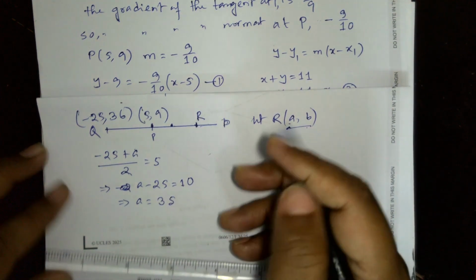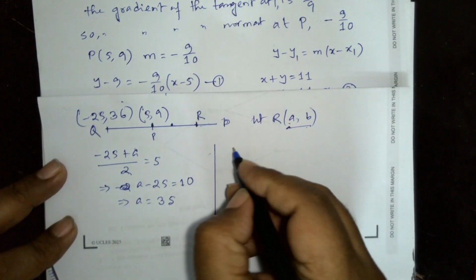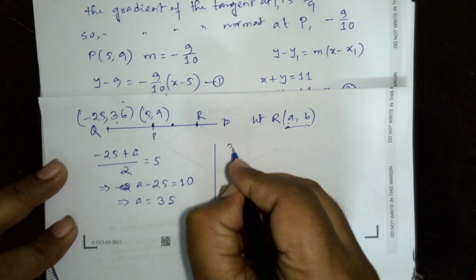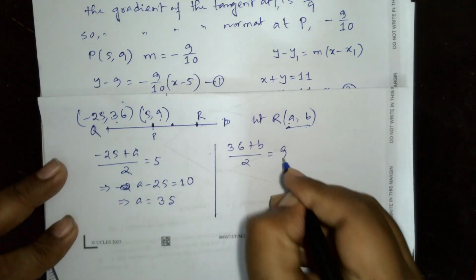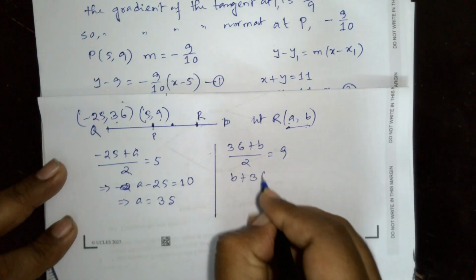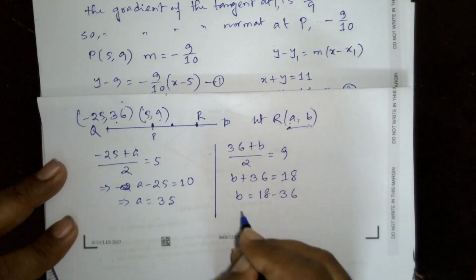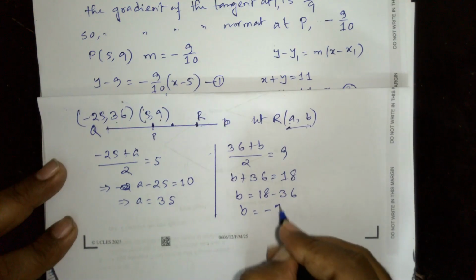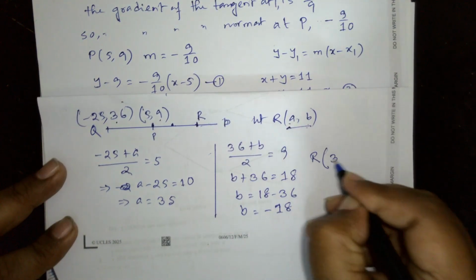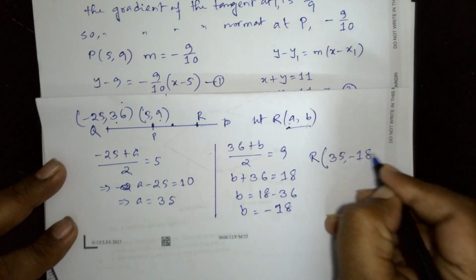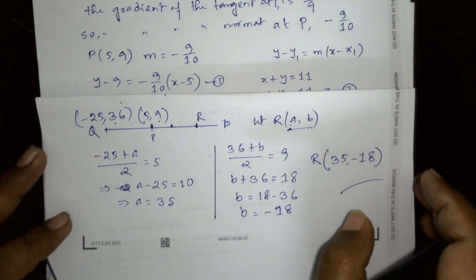Similarly, I can write 36 plus B, divided by 2, is equal to 9. So B plus 36 is equal to 18. Hence B is equal to 18 minus 36, so B is equal to minus 18. Therefore, finally we found R as 35 comma minus 18. Yes, sir. Got it. So did you understand the whole question? I did.